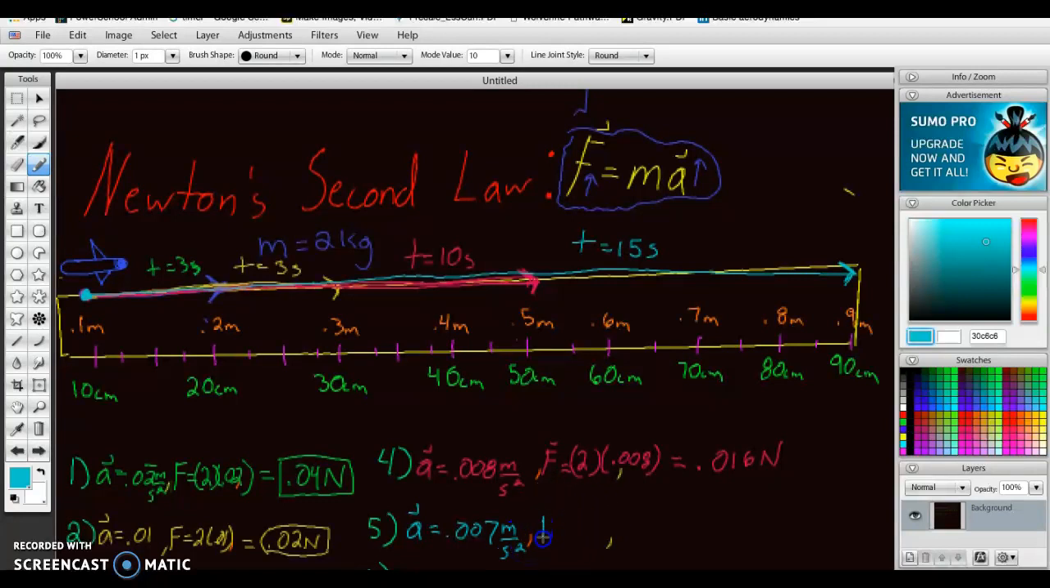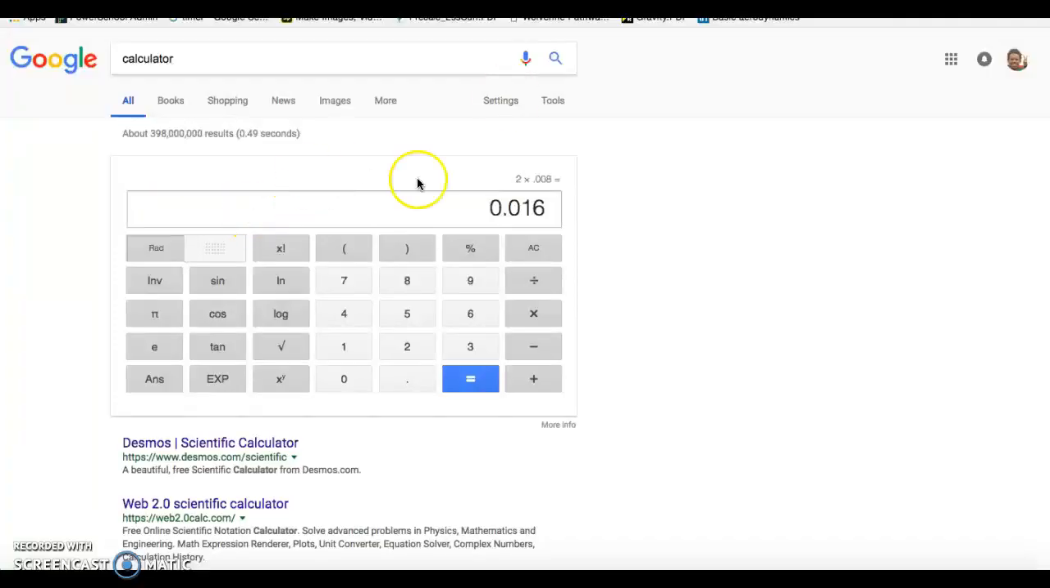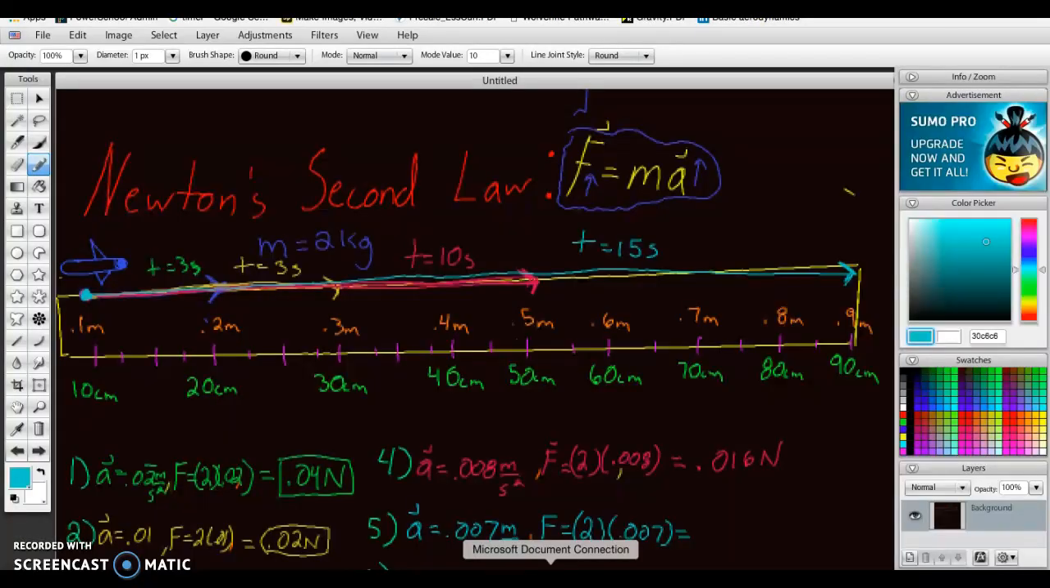So force is going to equal 2 times 0.007 meters per second squared, and that's going to be 0.014 newtons.